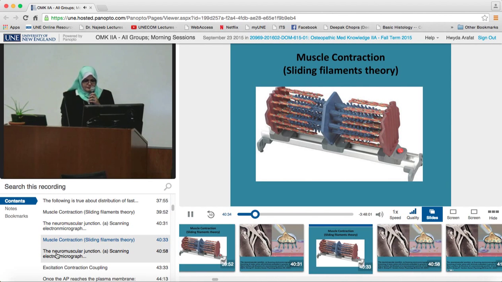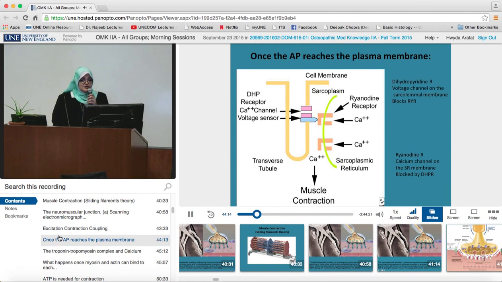So in the sliding filament theory, what am I looking at here in this machine-like structure? Yeah, so this is a sarcomere, on both sides the Z lines, the actin filaments, and then the myosin filaments in the middle, and this is the M line supposedly.